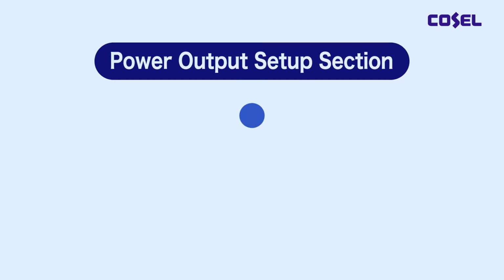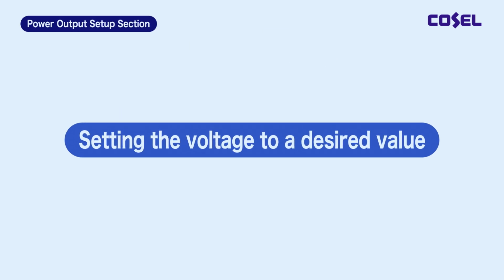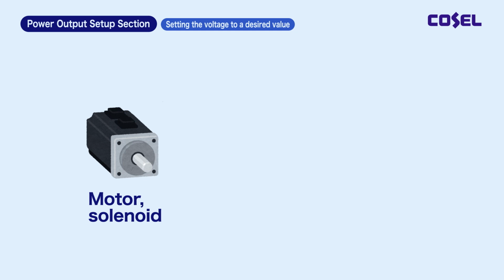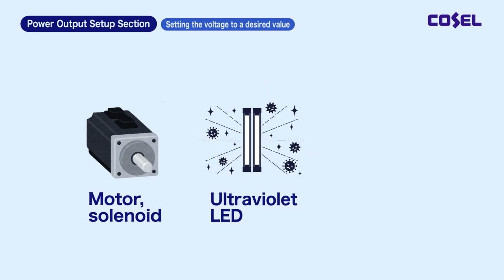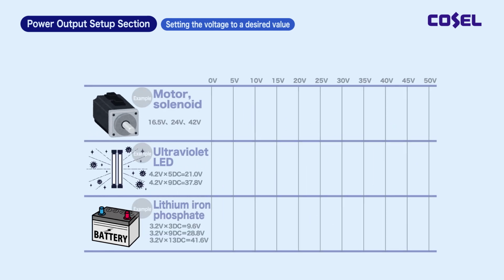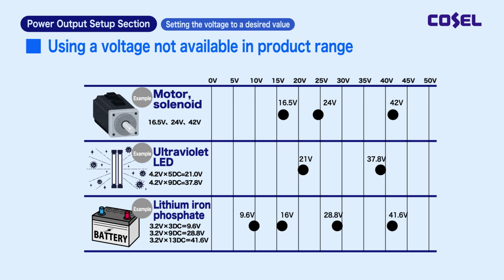Section explains power output settings. Here are 3 scenarios. Setting the voltage to a desired value. When you have to use a special voltage for a motor, solenoid, LED, battery, or similar device, the standard supply voltage may not match the voltage that you want to use.